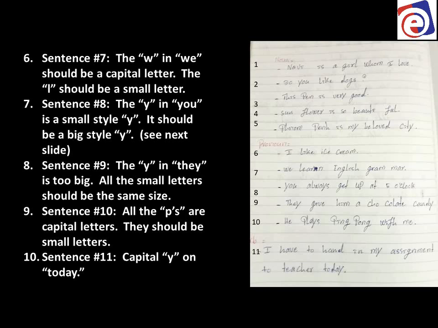Sentence number 8, you always get up at 5 o'clock. Look at the Y. The Y is a small y. The Y, U, is the first word of the sentence. Y must be a capital Y. And we write a capital Y and a small y differently. And so the student must write a capital Y. You always get up at 5 o'clock.